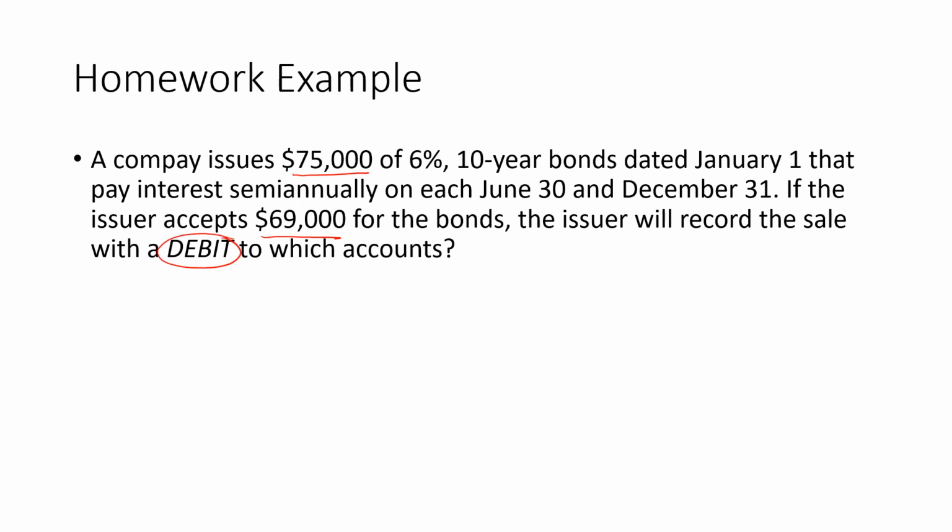So this is a homework problem, so this is going to be multiple choice or fill in the blank on the homework. But we do it the same way as we did the previous problem. We see that this is selling at a discount because face value is $75,000. The amount of cash actually received is only $69,000. So we need to, at issuance, record the journal entry. So it tells us that they were issued on January 1st. And just like any bond issuance, we will debit cash and credit bonds payable.